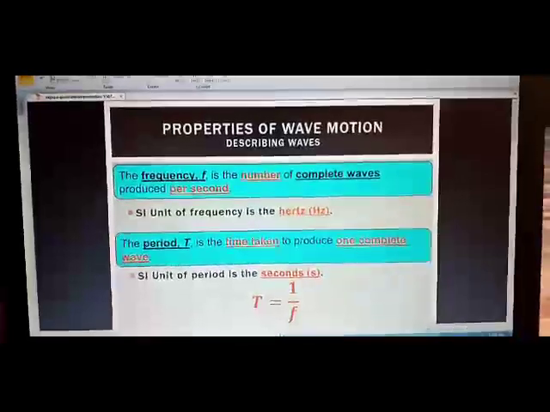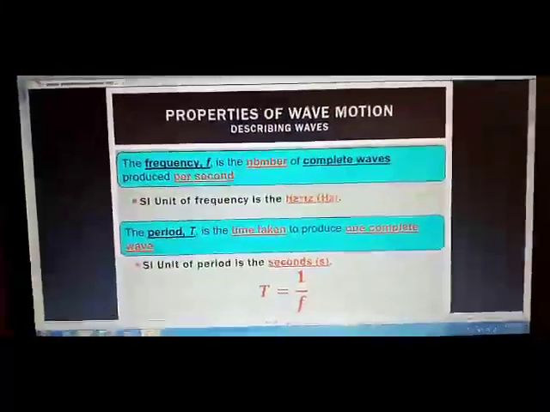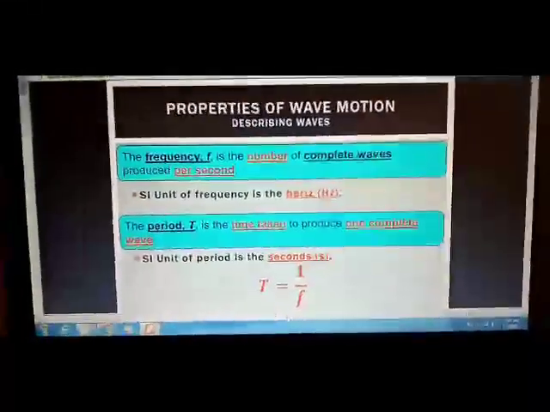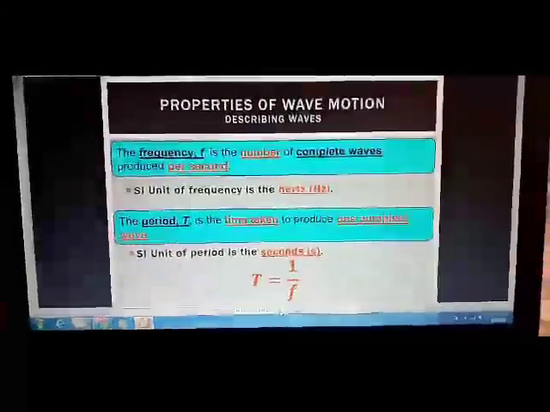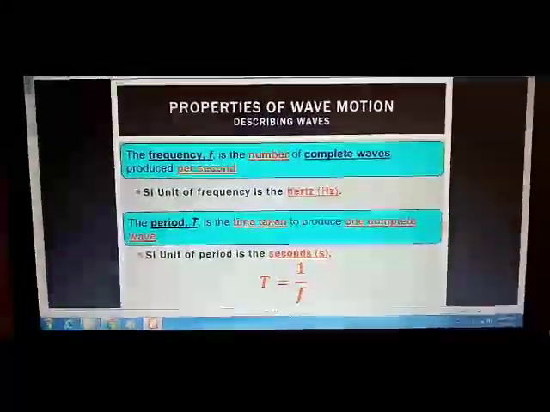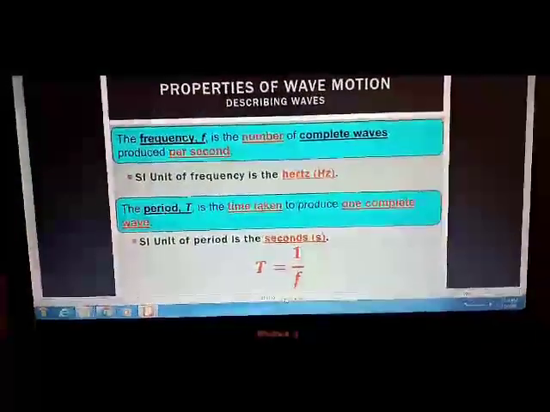The frequency F is the number of waves produced in 1 second. So if there are 10 waves passing through a point in 1 second, the frequency will be 10. If there are 5 waves, then it will be 5. So its unit is hertz.